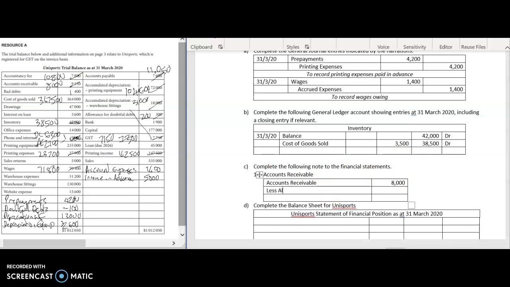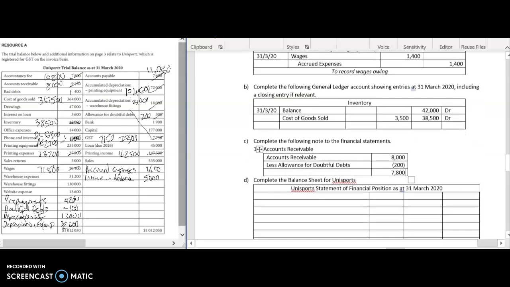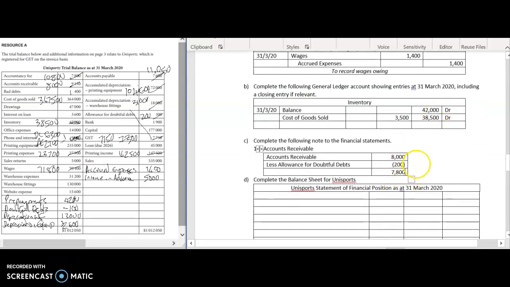This allowance. When you're writing these in, we're going to put it in brackets at 200. And you'll see that allowance is this figure over here. That one there, that allowance for doubtful debts. And make sure you don't abbreviate again, because the examiner loves to take marks off you for abbreviating. Done. So good easy marks coming through.